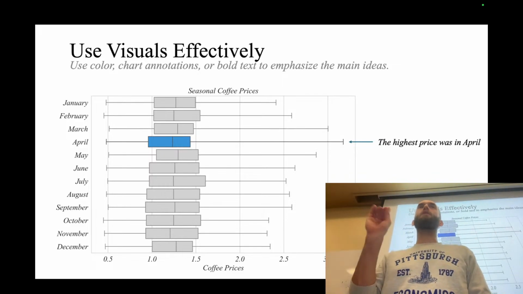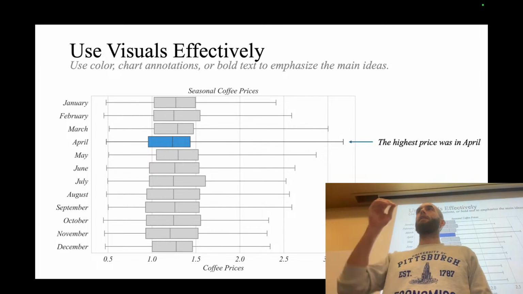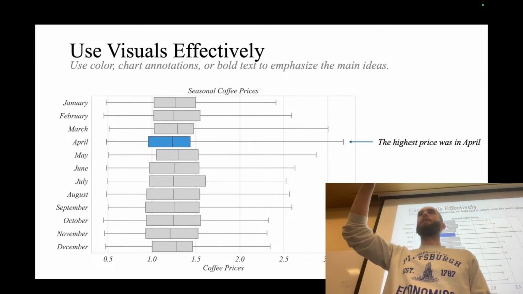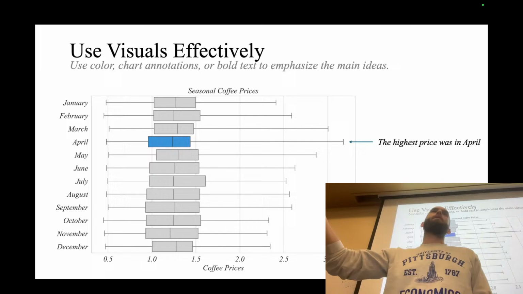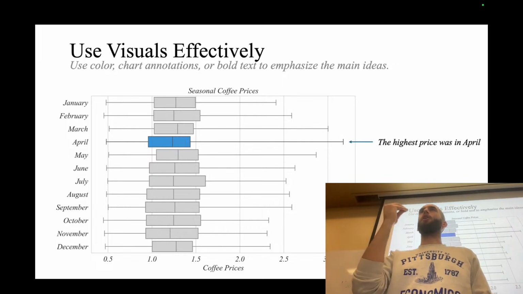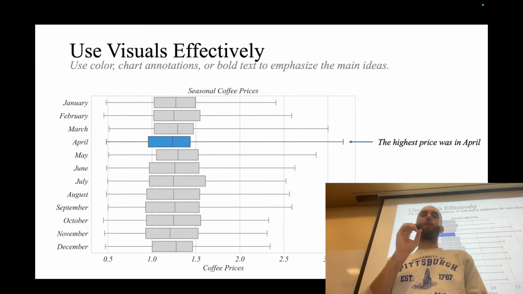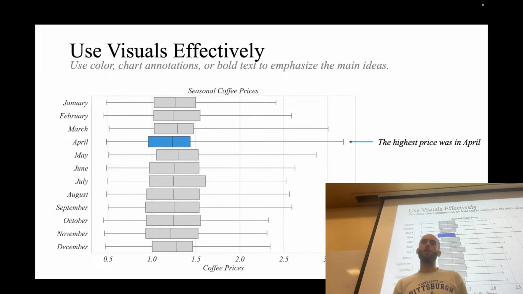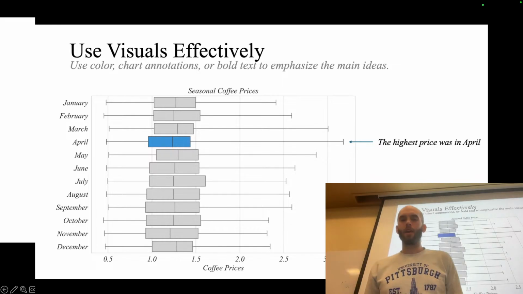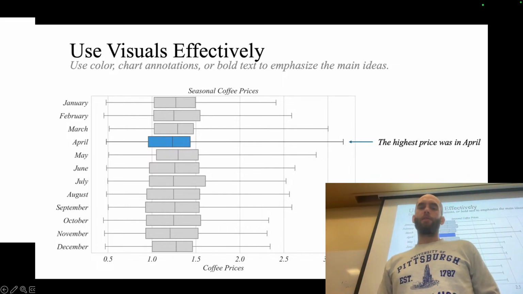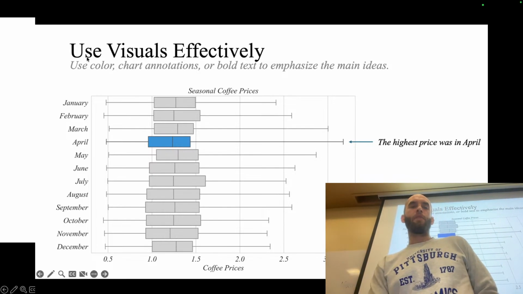You want to use colors if you can. If you use just black and white, sometimes that's a little boring. Our eyeballs are drawn to color. So what I'm using here is a color to point your eyeball to the place on the screen that I'm trying to communicate. I'm also using a bit of annotation here.